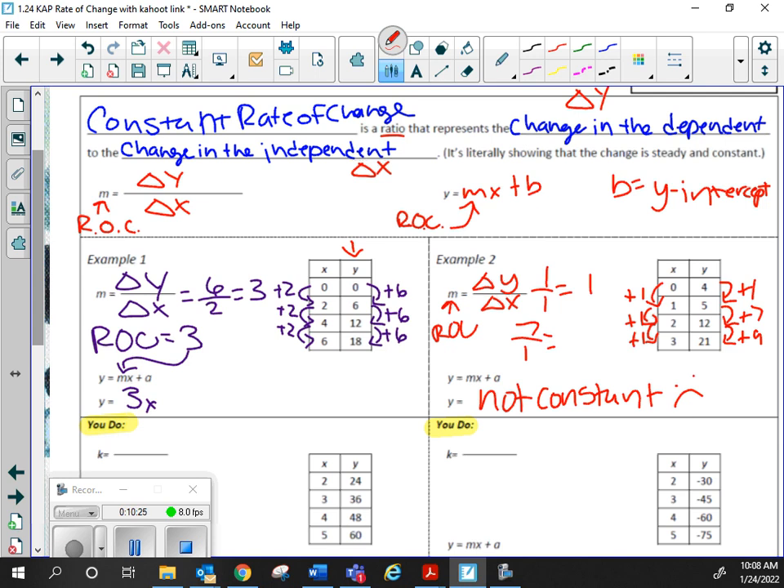There is an x-intercept, but we don't use it too much in our writing equations. It's still important, but not right now.